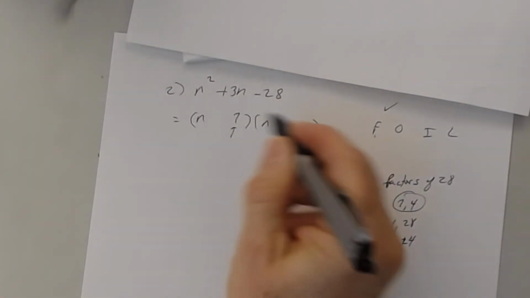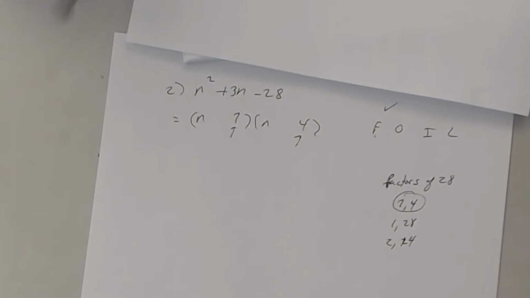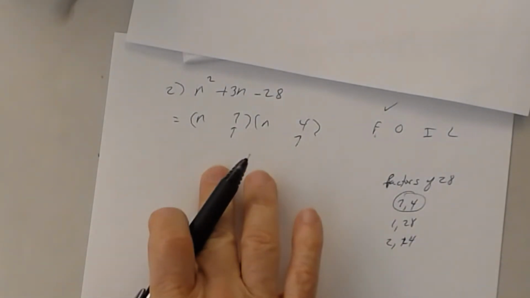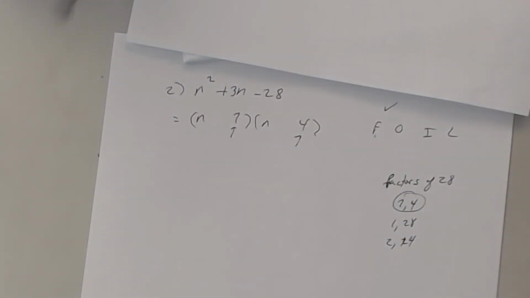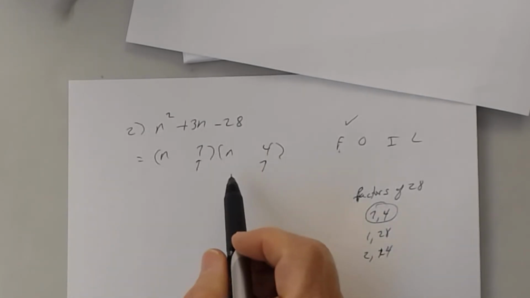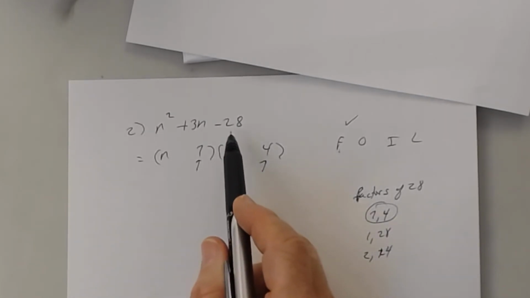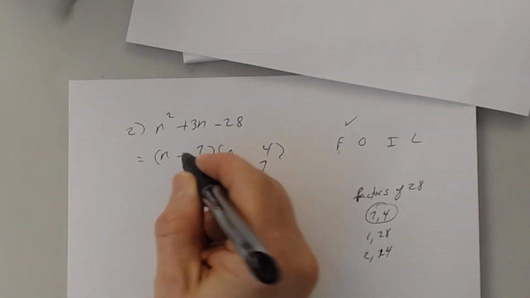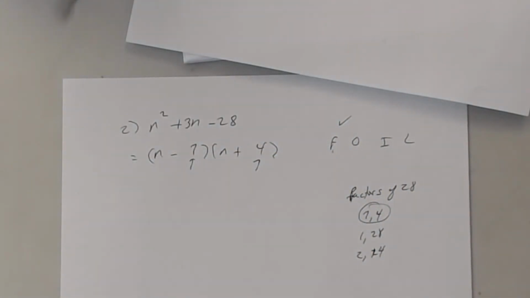I'm going to put the 7 here, the 4 here. Okay, doesn't matter. You can put the 4 here, 7 here. It does not matter. But I do know that these signs have to be different. Why do these signs in here have to be different? Because the last sign is negative. So let's go ahead and make this negative, this positive. See what happens. Trial and error. You have to have different ways of looking at this.